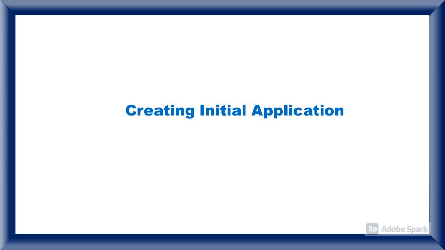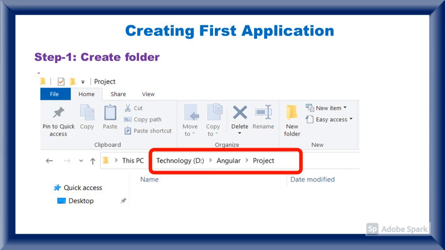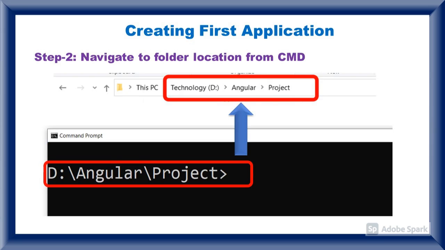Now we create our initial application. To create our first application, we'll follow 3 steps. Step 1 is, please go to any drive of your choice in your machine and create a folder. Step 2 is open command prompt and navigate to the folder that we have created.